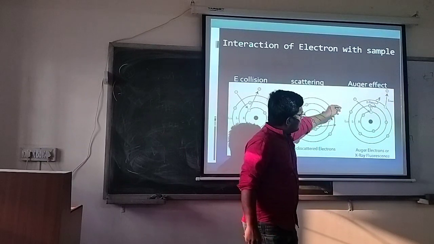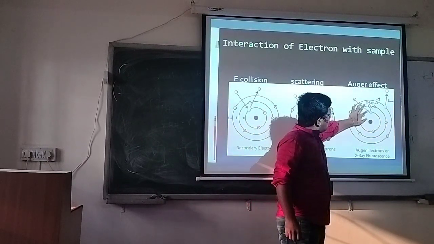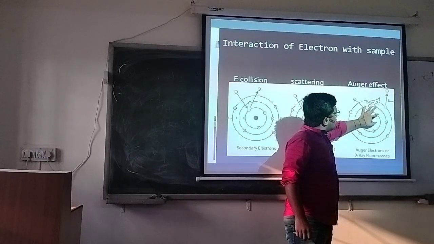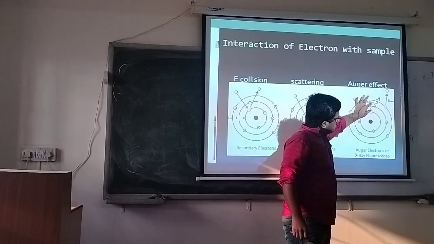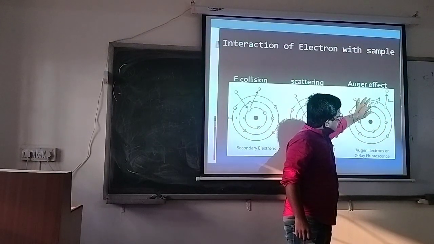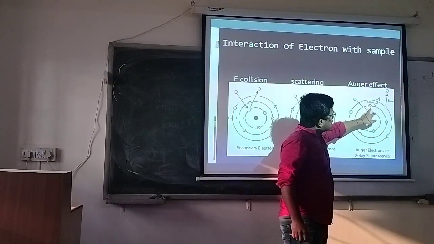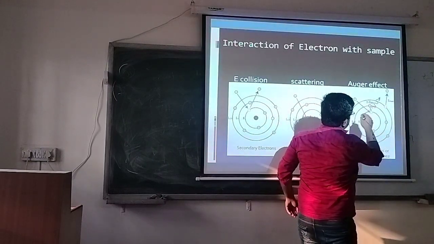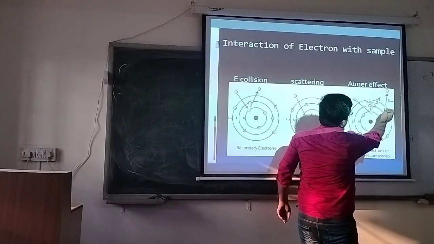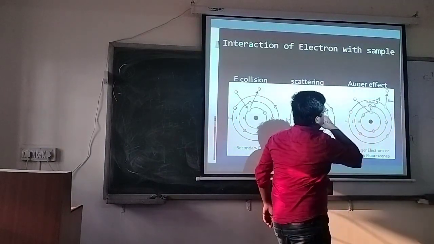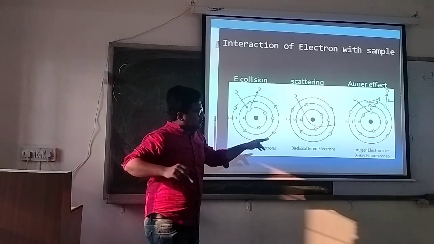When the electrons collide with those electrons near the shell, internal energy is also released in this collision. So the electrons go upward, which is the Auger effect, and those are the Auger electrons.